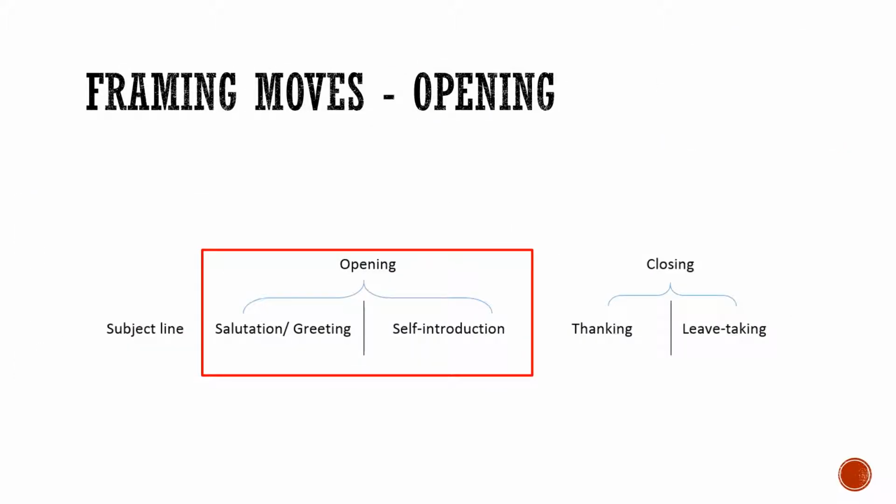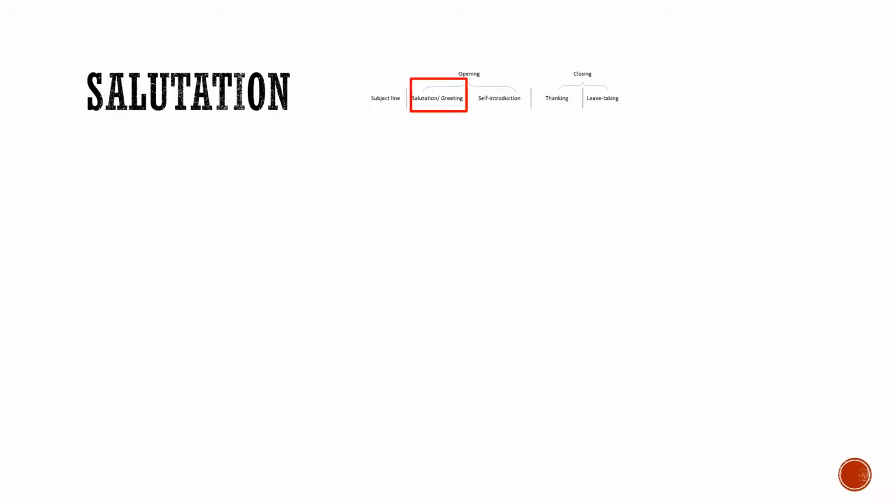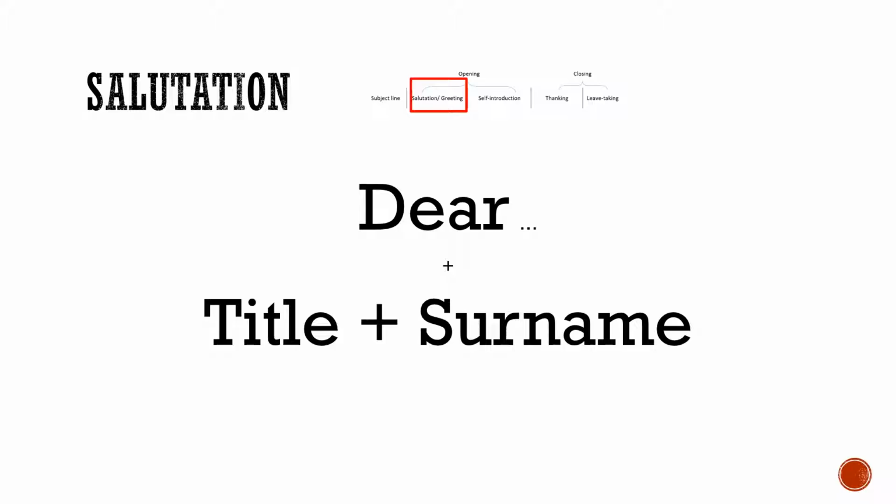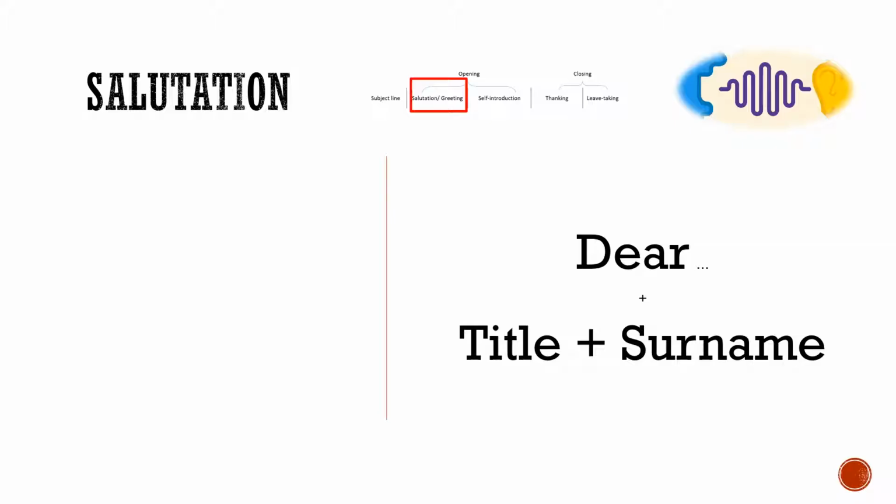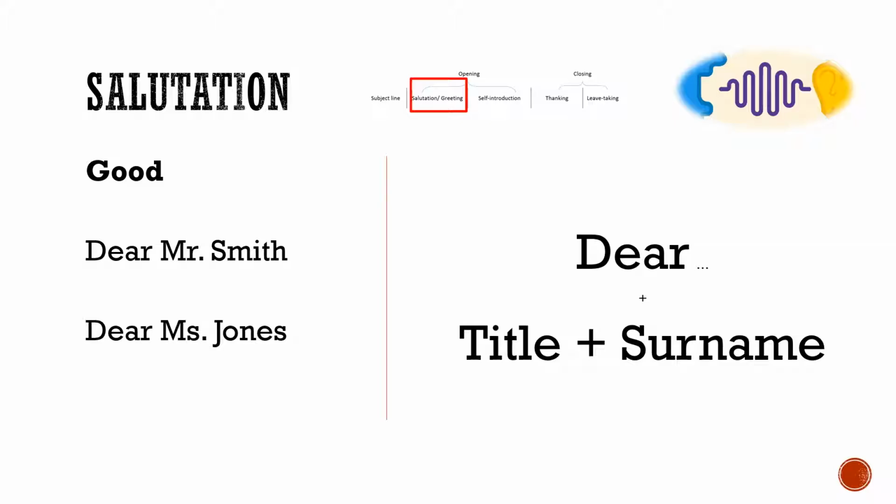The first of the opening moves is the salutation. The salutation consists of 2 parts. The word dear and a title and surname. So let's look at some examples. Dear Mr. Smith is good. Dear Ms. Jones, this is also good. Dear Dr. Ames, this is also good.